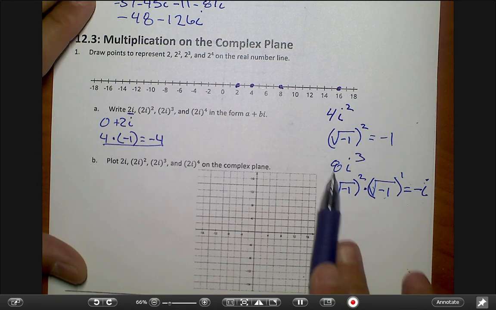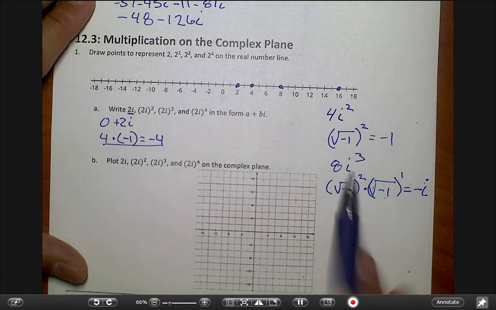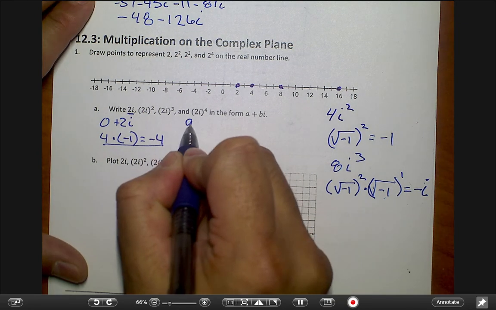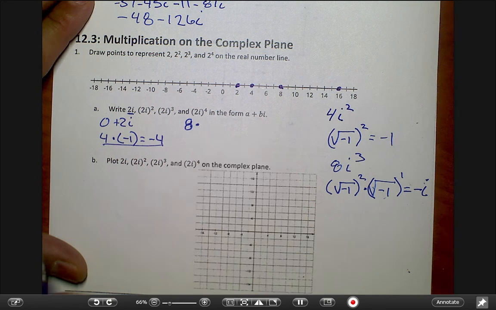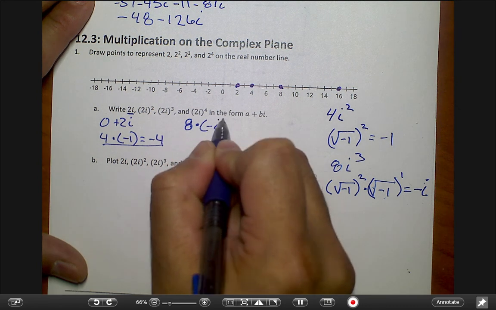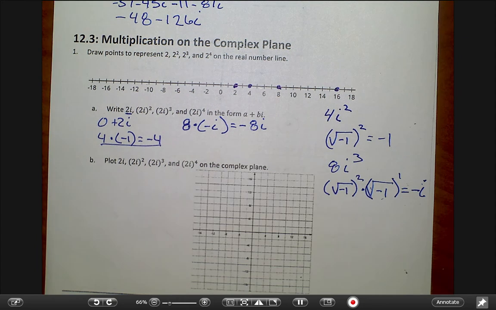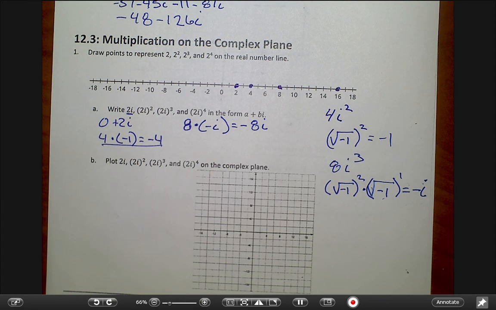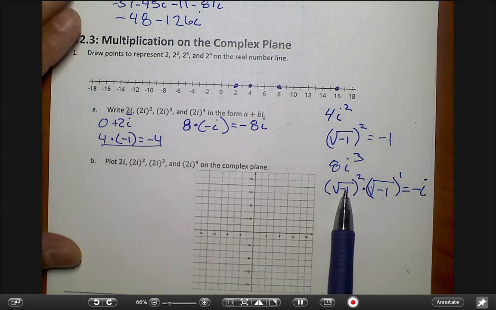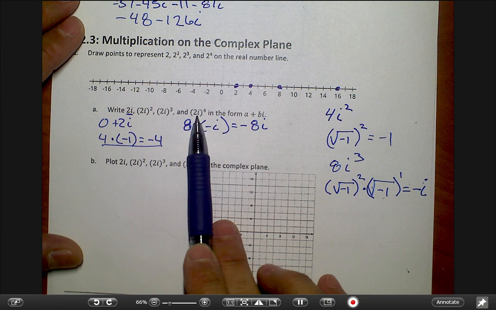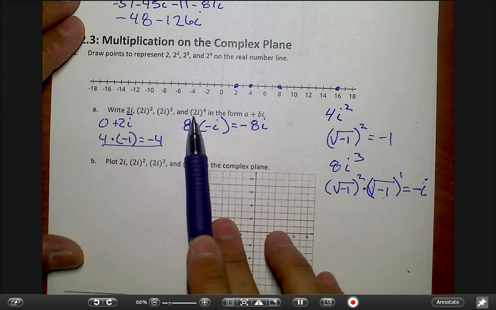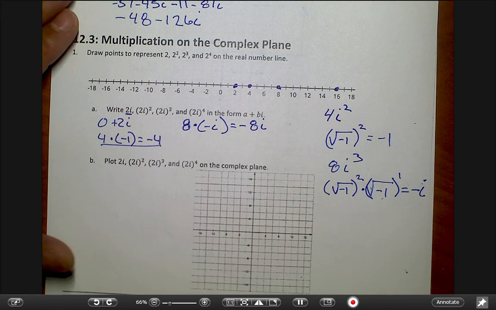So that means that this is going to come out and give me an 8 times -i, right? Which is -8i. Okay, so now let's look at the next one. The last one right here says 2i to the 4th power.